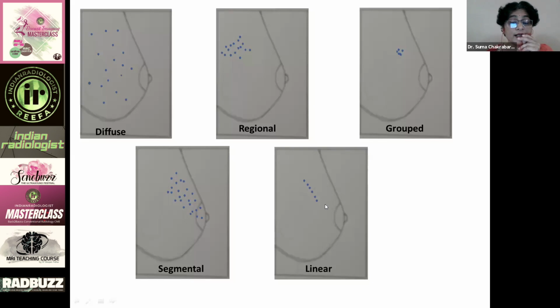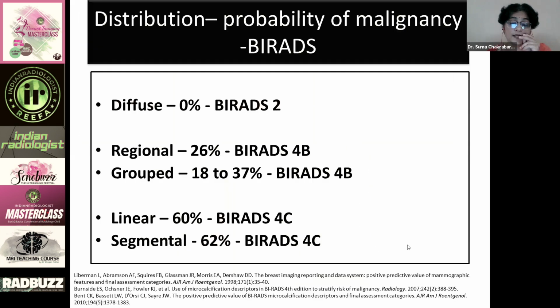And then we come to linear, which we saw is usually ductal calcification. The segmental and linear calcification are not good news. Regional, group, different distributions tend to be BIRADS 4. And basically, what we can see from here is anything that is not diffuse.